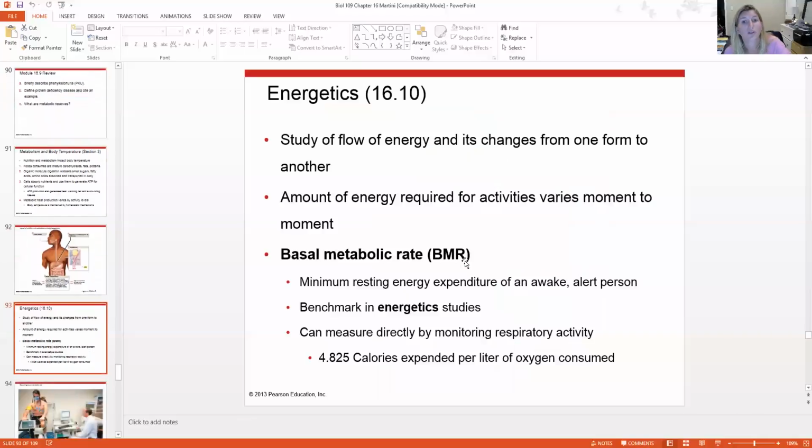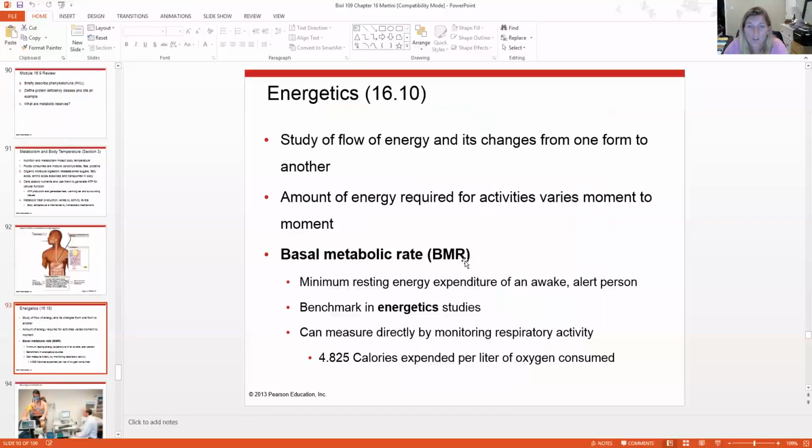So this is all done through the study of energetics. This is the study of the flow of energy as it changes from one form to another. The amount of energy required for activities varies from moment to moment. So we calculate something called the BMR, our basal metabolic rate. This is the minimum resting energy expenditure for someone who is awake and alert.